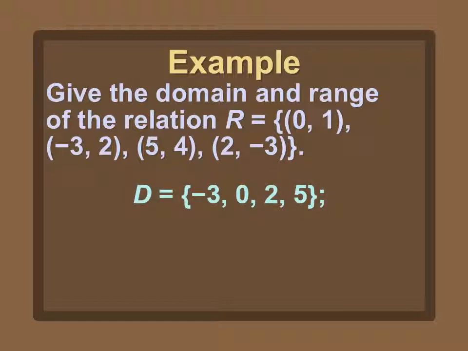All right, so our domain is our x's, right? So the smallest x that appears is negative 3. The next smallest is 0. And then we have 2 and 5. So when I write my domain, I'll write D equals, and I have my braces, and then I'll write them in order. So negative 3, 0, 2, 5. And my range, which is my y's, I have 1, I have 2, I have 4, and negative 3. So when I write them in order, I get negative 3, 1, 2, and 4.